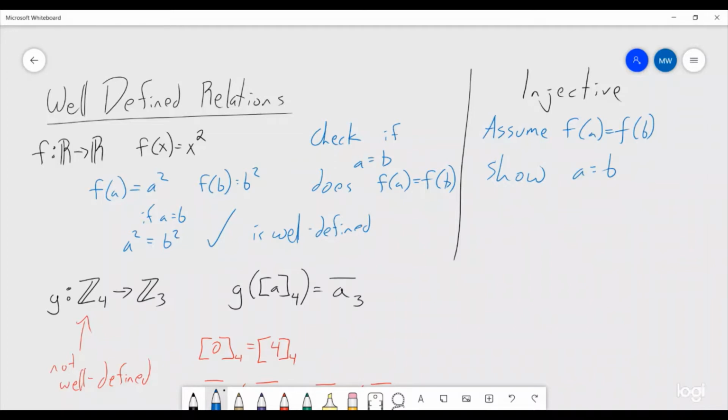No, that makes sense. Thank you. Okay. Let's see, what else is there? Alright, let's do some cardinality things.